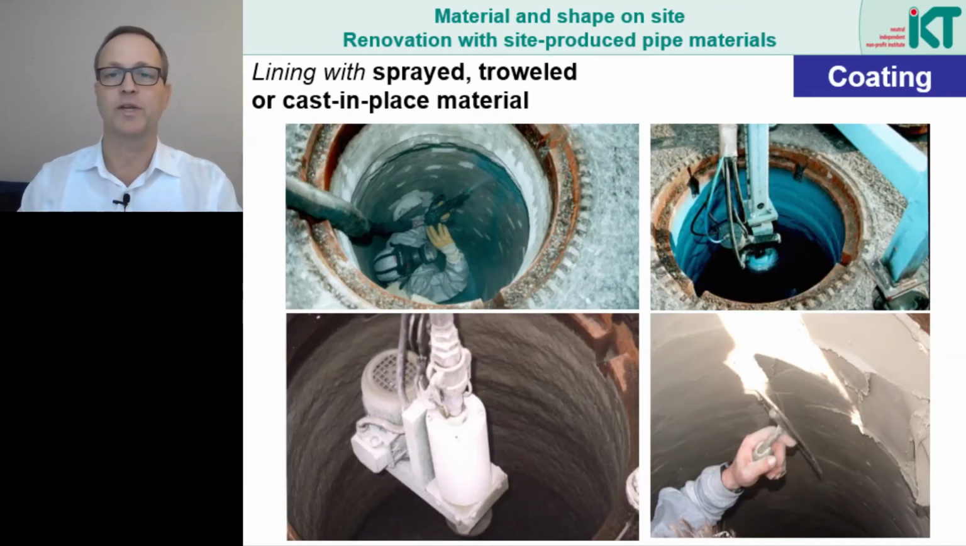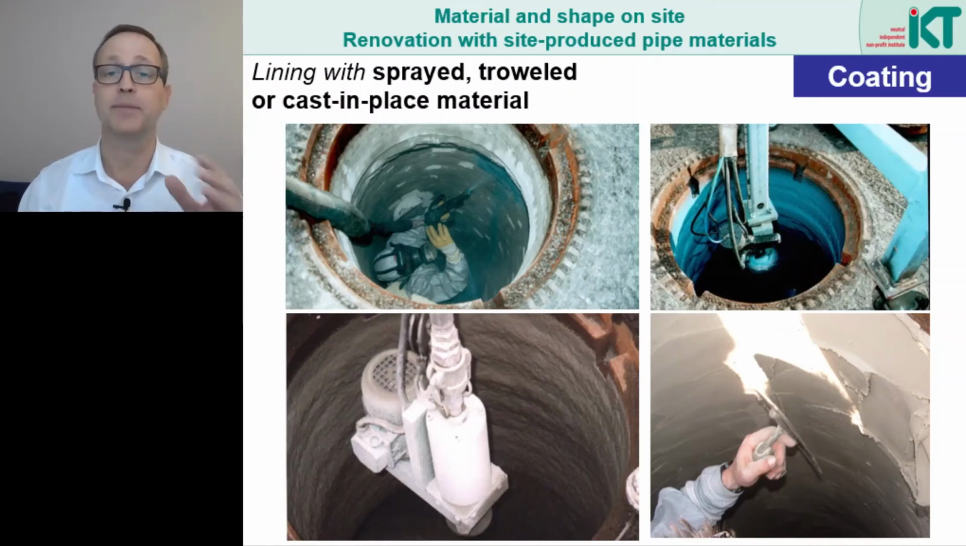Another method in which the material is only created on the construction site is the coating method, also known in the standards as lining with sprayed, troweled or cast-in-place material. These methods are used for pipes, manholes and other special structures. In the case of pipes, the coating usually serves solely to protect against corrosion. Manholes are also to be sealed with coatings.